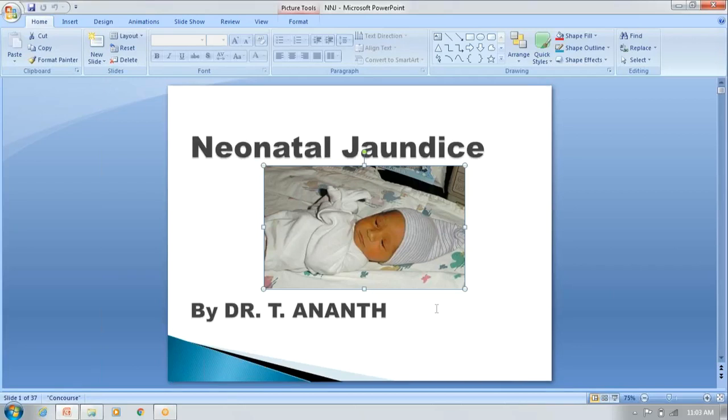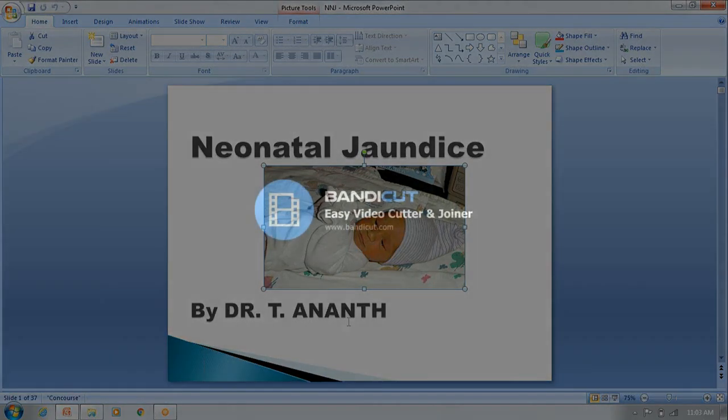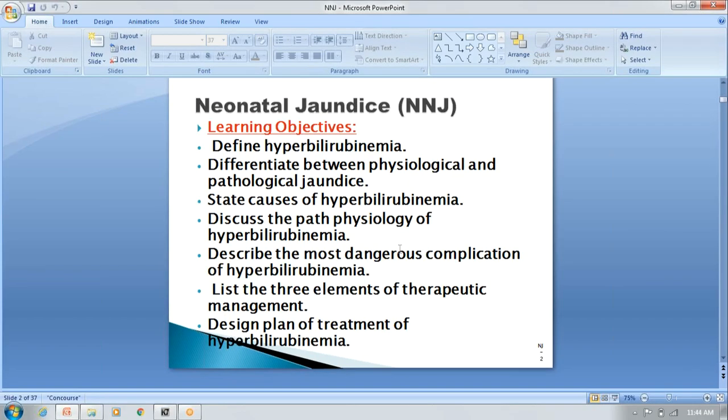Today's topic is neonatal jaundice, that is, jaundice in a newborn. In the previous class we dealt with the problems in LBW babies, low birth weight babies. Then we'll review some of the things in the LBW baby. I will tell you a few things in brief.